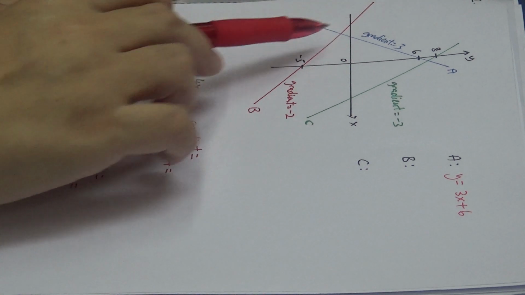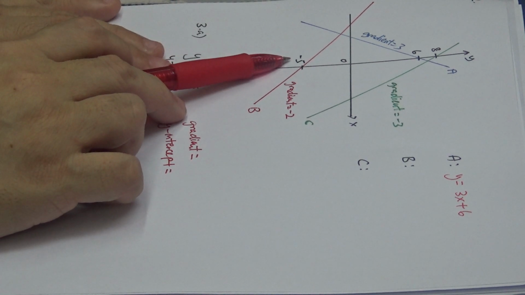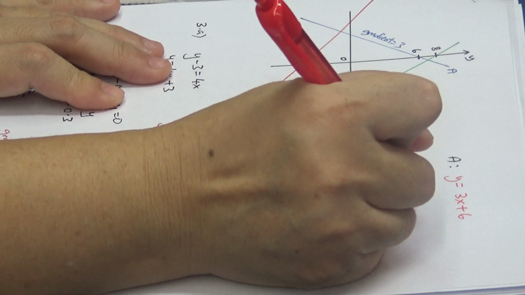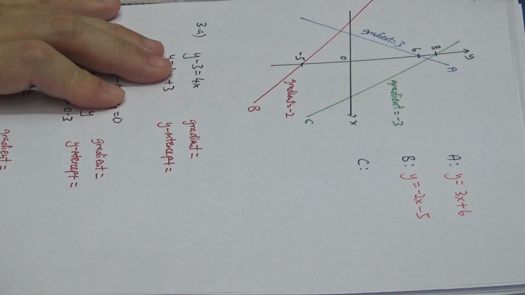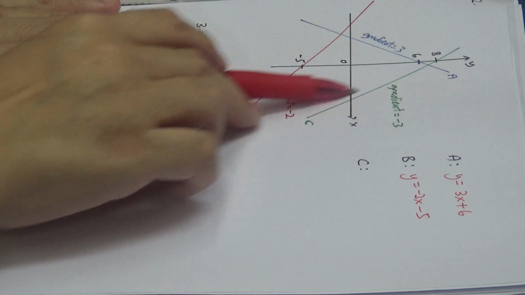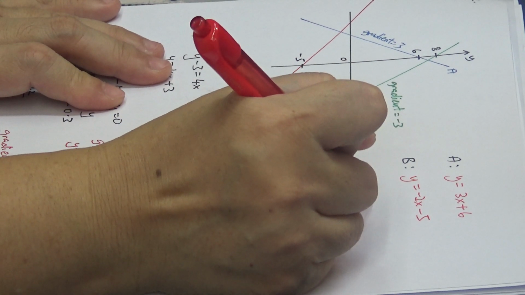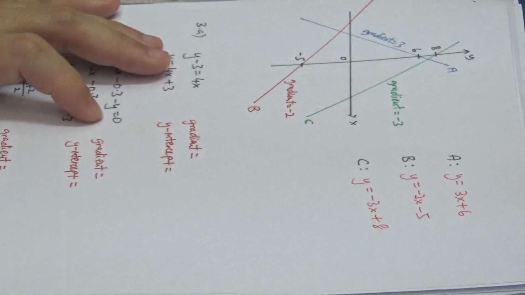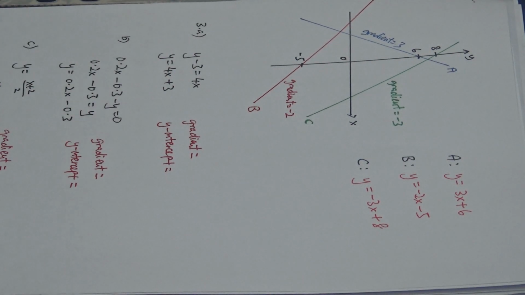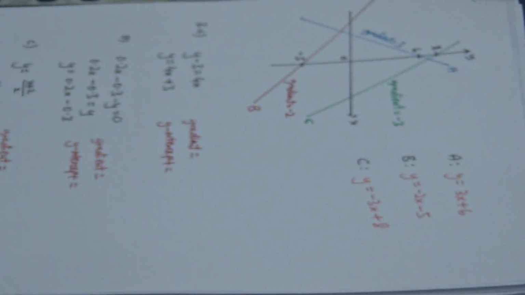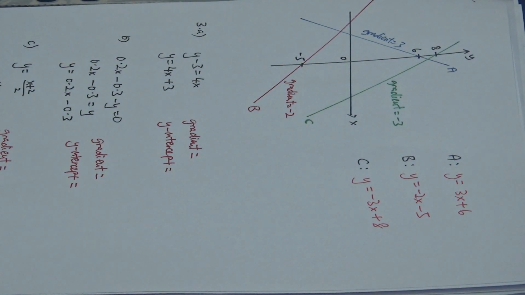For line B, the gradient is negative 2 and it cuts at negative 5. So y will be negative 2x minus 5. For line C, the equation should be y equals negative 3x plus 8. We always go in the form y equals mx plus c. So that should be your answer to question number 2. Alright, next we move on to question number 3.